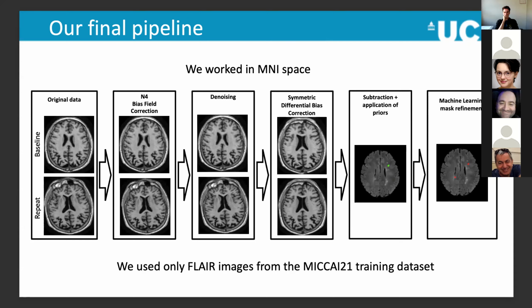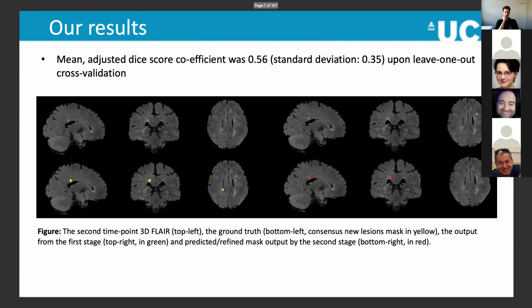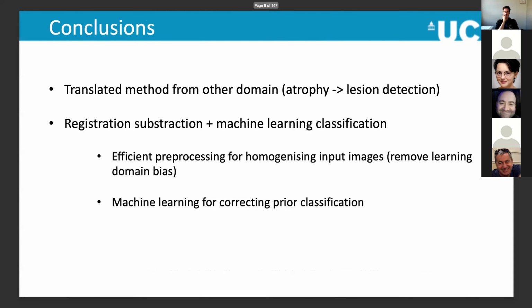So yeah, essentially the whole thing was in MNI space. And the next slide, please. And so this is an example where you have the original images, the ground truth, which we use the consensus mask, and the first stage classification, and the improved classification using the second stage.